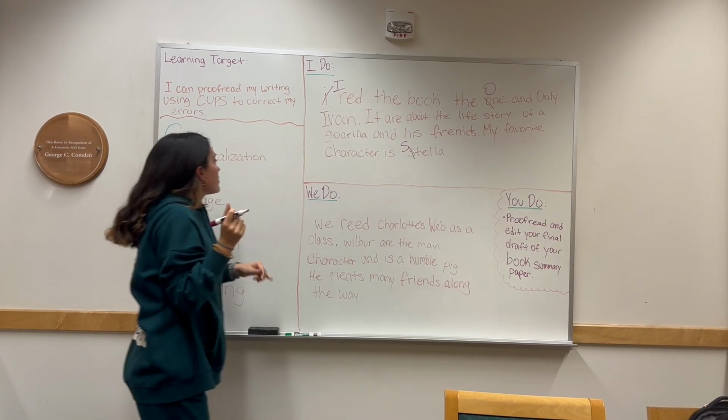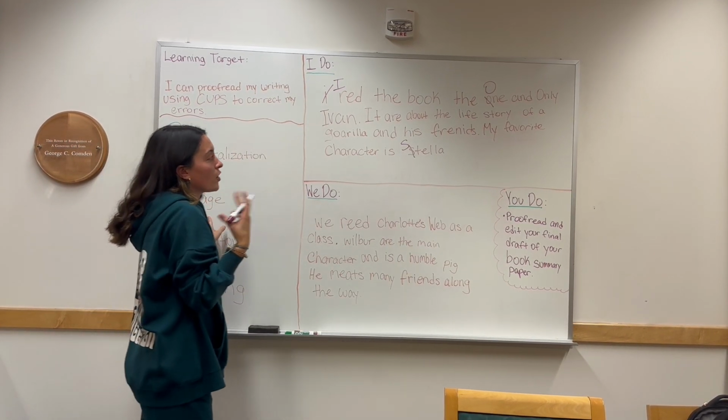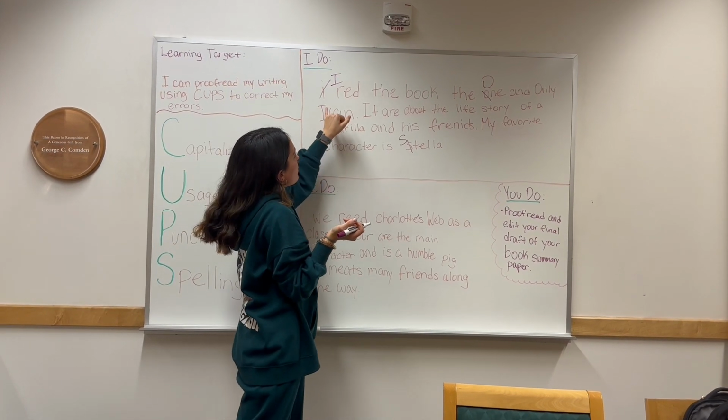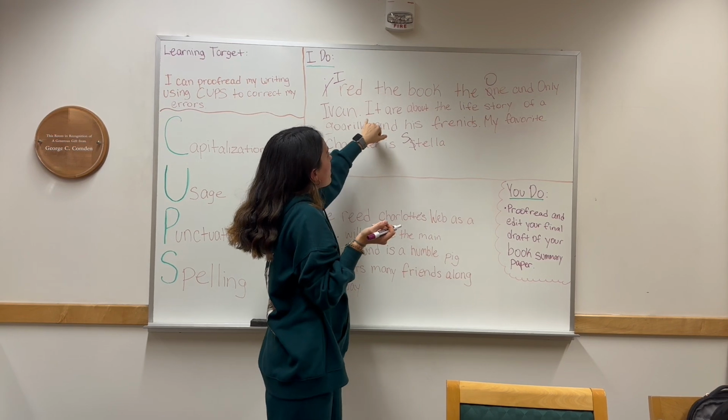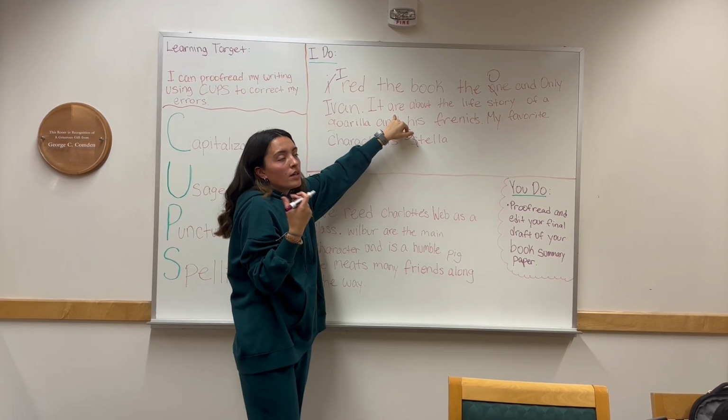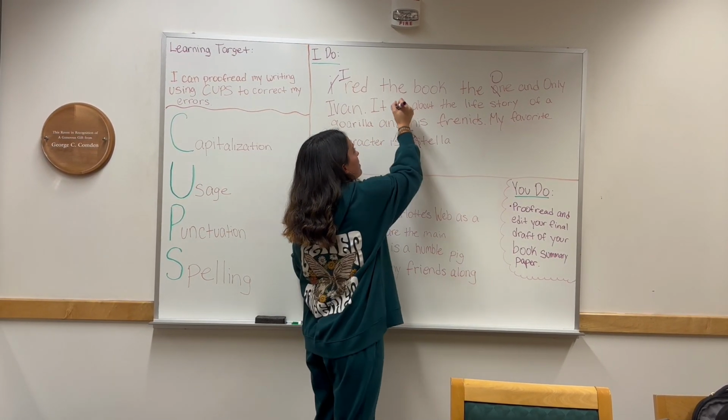Now we're going to move on to usage. So that we're going to look at our verbs and our nouns. So as you're reading this, I read the book The One and Only Ivan. It are. So that's supposed to be the word is instead of are.